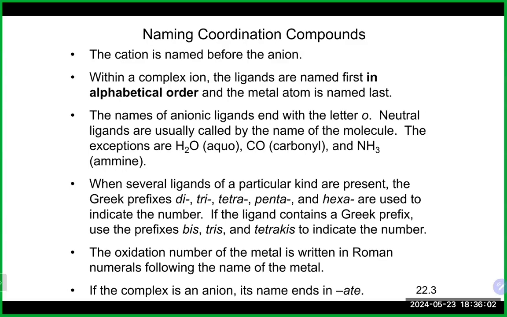If the ligand already contains a Greek prefix, then we roll with our friends bis for 2, tris for 3, tetrakis for 4, to indicate the number that is there as well. Could be making this up, but I'm not. You just think like the three guys in some other place that came up with all these rules.